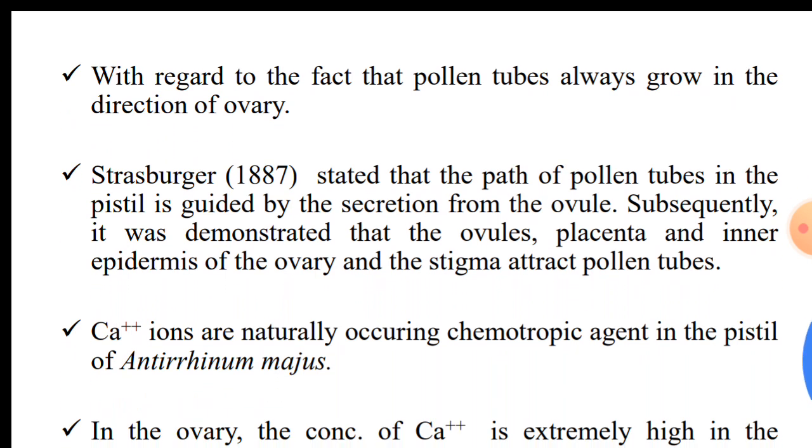With regard to the fact that pollen tubes always grow in the direction of ovary, Strasburger in 1887 stated that the path of pollen tubes in the pistil is guided by the secretion from the ovule. That is, ovules are secreting certain chemicals which attract the pollen tubes. That is, chemotropic attraction of the pollen tube towards the ovule.